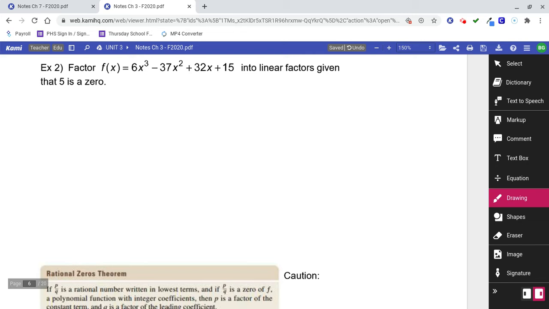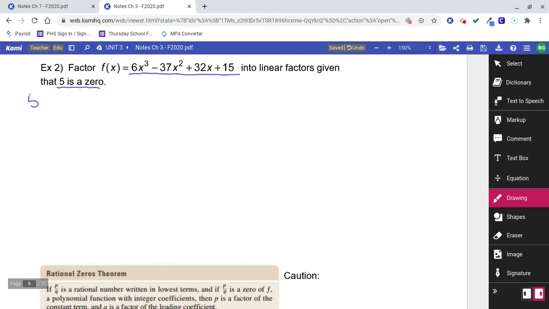All right. Number 2 says factor this polynomial into linear factors given that 5 is a 0. So we've never known how to factor something like this before. We've usually only ever factored something like x squared, or if it was bigger than x squared, it would have had a GCF in it. This one doesn't have a GCF. Sometimes we were able to do grouping, but grouping relies on a GCF, and we don't have a GCF. All they've given me is that 5 is a 0.